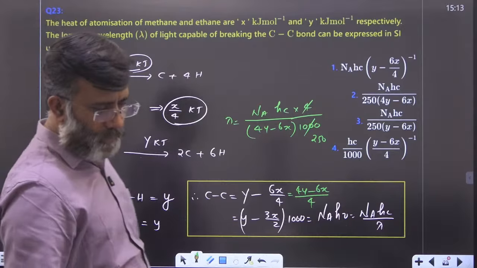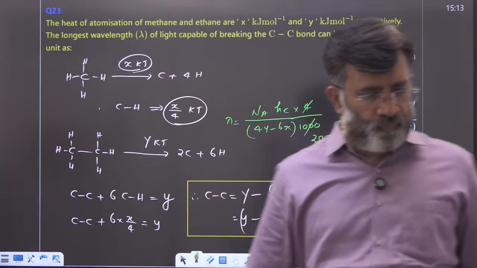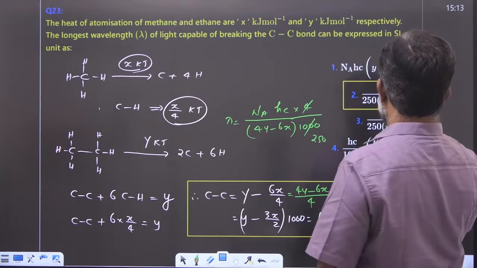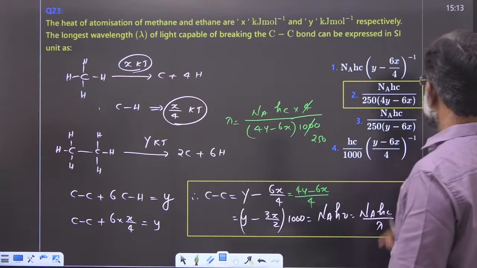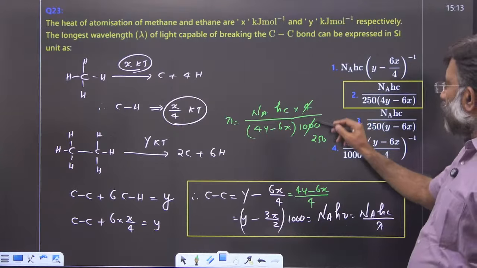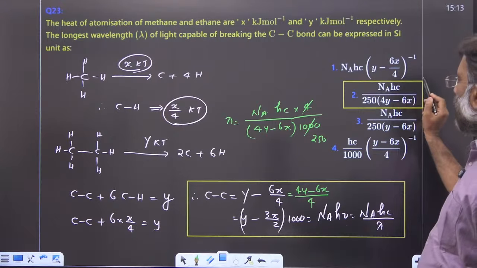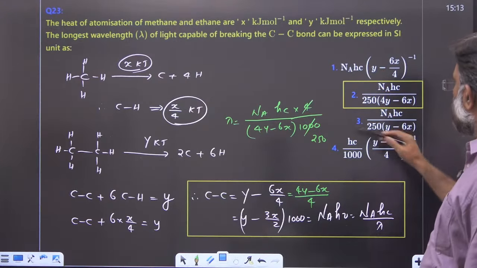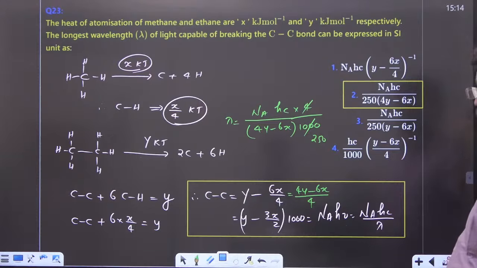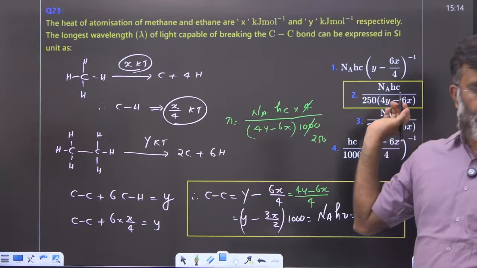Option 2, correct? Option 2. This one. Please verify whether there was some doubt or some mistake. 4 by 1000, we got 250. NaHc by 4y minus 6x, we get that. Option 2.